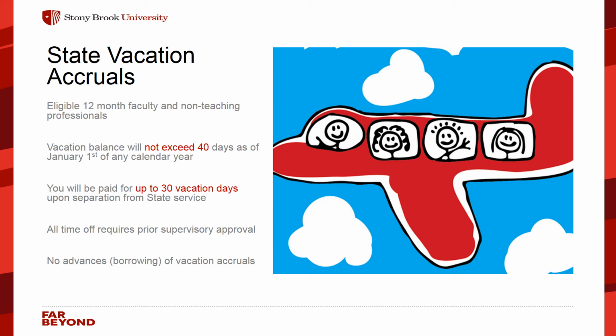January 1st. Upon separation from state employment or transfer to a non-accruing position, eligible employees will be paid for up to 30 days of accrued vacation time. All vacation time requires prior supervisory approval, and as with sick time, there are no advances on vacation time.